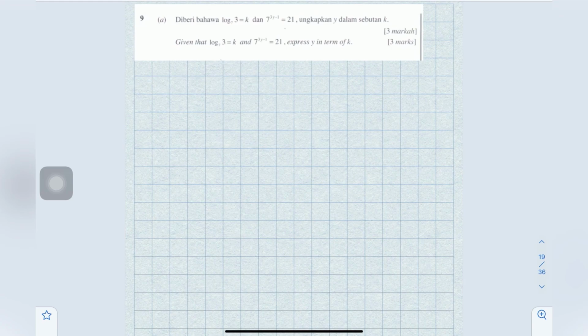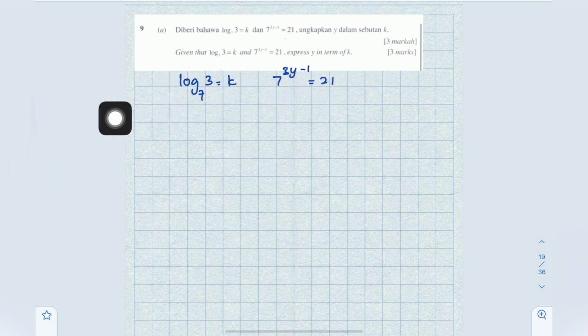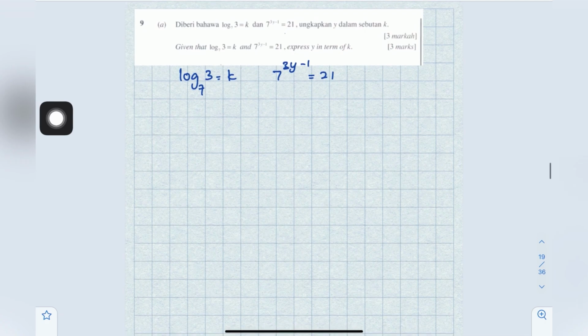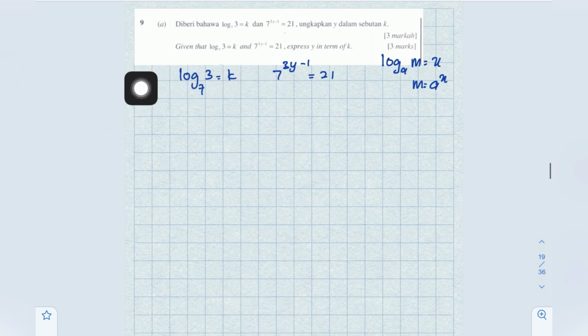Number 9. A, given that log 3 base 7 equals k and 7 power of (3y minus 1) equals 21. Express y in terms of k. Okay, so untuk soalan ni kita ada dua unknown iaitu k dengan y dan kita kena express y in terms of k. So then here we got log form, here we got index form. So kita kena tahulah yang ni apa yang kita tahu. Kita tahu log a x sama dengan m, maksudnya kita kena tahulah macam mana nak convert daripada log form kepada index form ataupun daripada index form kepada log form. Okay, so this one kita boleh convert lah into index form.